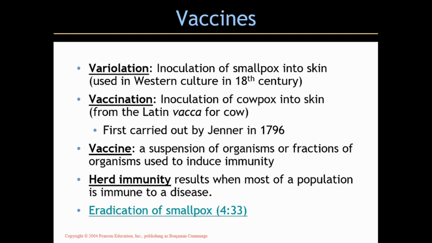The mortality rate for smallpox was very high, around 30% or more. The mortality rate after having variolation done was only around 1%. So it was still a significant number of people that actually died from variolation, but it was not nearly as many as those who died from actually having smallpox itself.